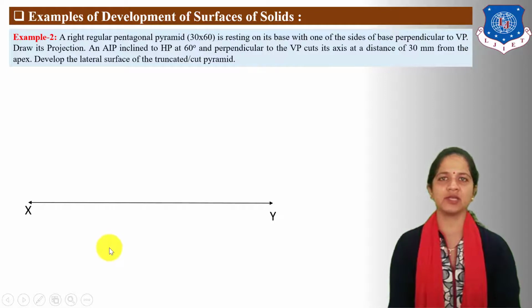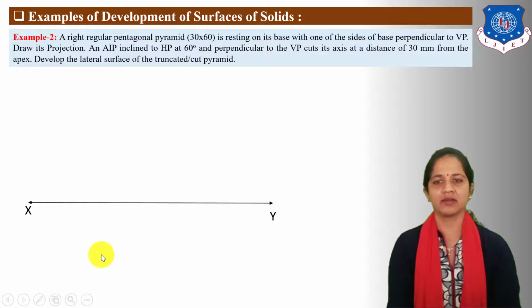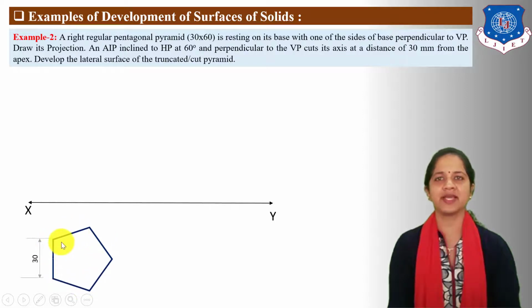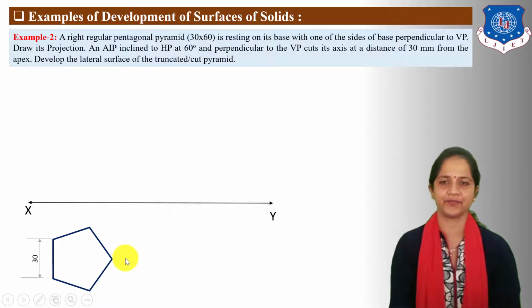From the top direction we can see the true shape of the base, and the true shape of the base is a pentagon. As per the given resting condition, keep one edge or side of the pentagon perpendicular to VP or XY. Now in development, one side or edge of the base you can take on the right or left, any one side.